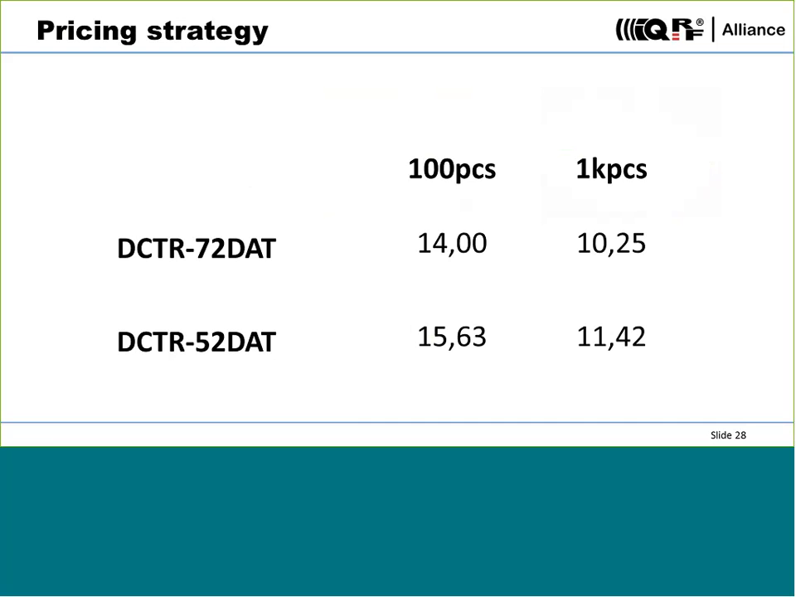Here is a short comparison. On 100 pieces, you see that the 52 DAT would be 15.63 euro, whereas the 72 DAT would be 14 euro. So even on 100 pieces, you save like 163 euro. And if we go to 1,000 pieces, you can see the difference on your screen. Here it makes, for 1,000 pieces, even over 1,000 euro. So this is another reason why you might think of migrating from the 50 modules to the 70 series.